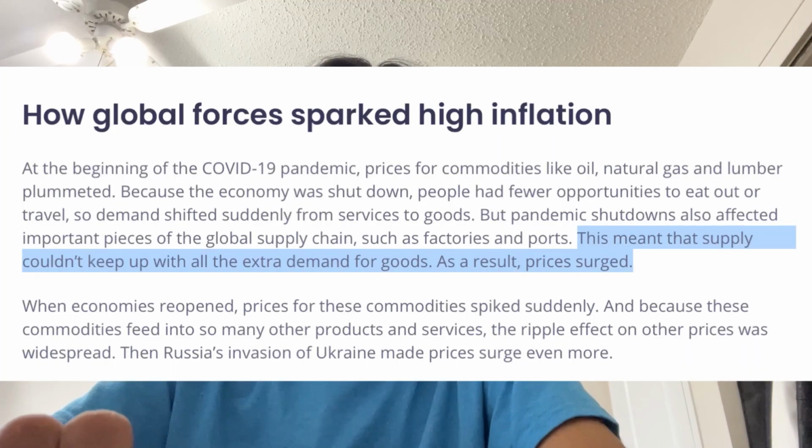This website here talks about the effect of the COVID-19 lockdowns on the Canadian economy and how inflation just boosted prices up. Basically, what it's talking about is that during the lockdown, demand shifted from services to goods. People needed just the basic necessities, which were available at the time.